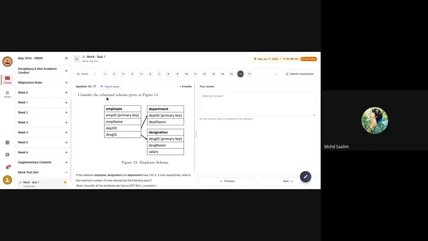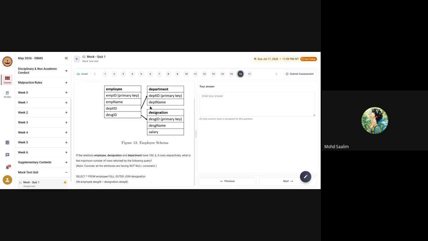So employee, department, designation, we already saw. This is the same question, and this time they have given a full outer join. So in the maximum case, what will you do? We basically have 100 employees and 6 designations, right? Yes. So this designation ID that you have can come in the employees table how many times? 6. Maximum 6.